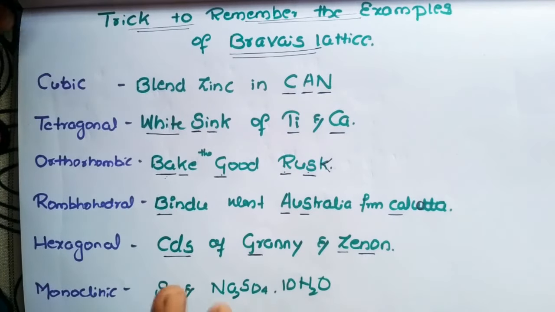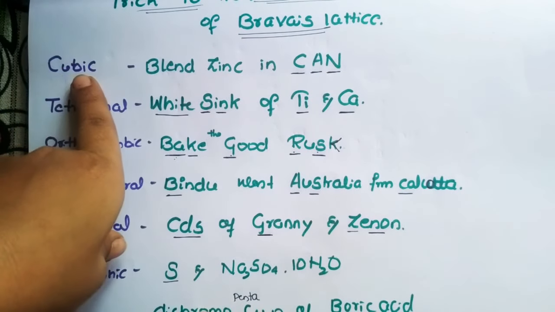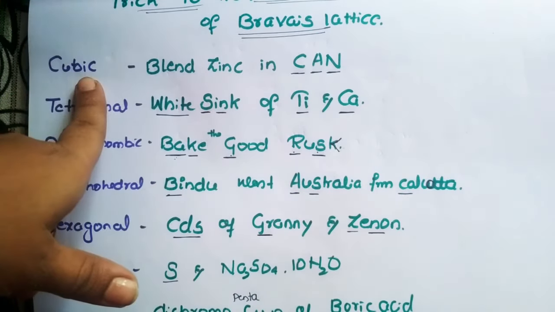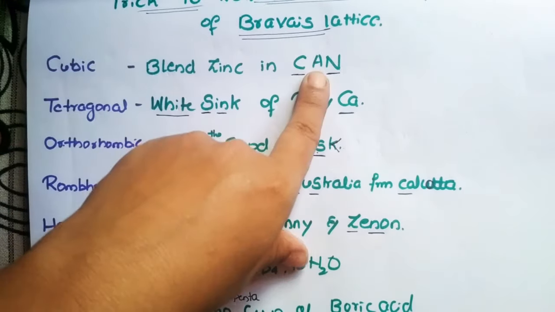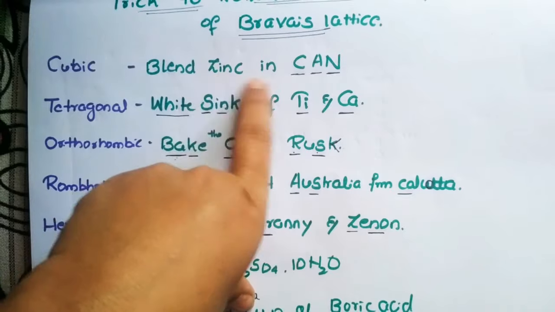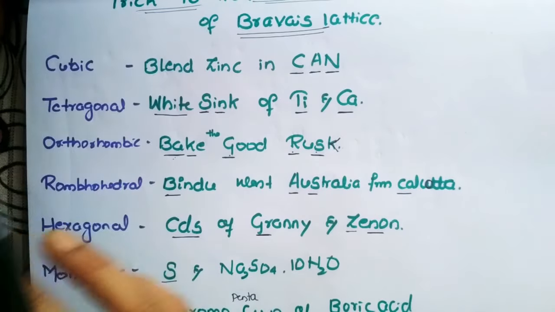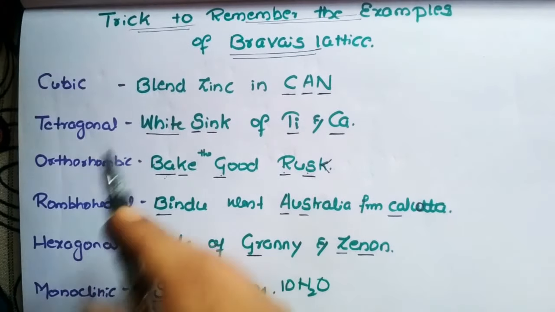As you can see, the first one is the cubic crystal system. The first Bravais lattice that we are studying is the cubic crystal system, and for this you have to remember the examples. There are plenty of examples, but I went through different books, and these are the common examples that I got. Based on that I have given a short way of remembering it. For the cubic, you can remember it as "blend zinc in can". Blend zinc in can means just blend, mix the zinc in a can. Which are the examples involved?